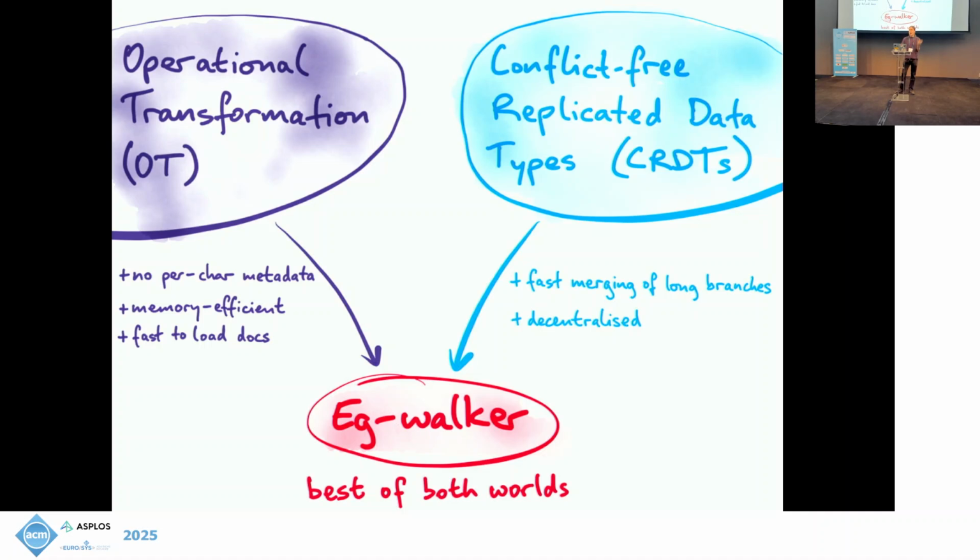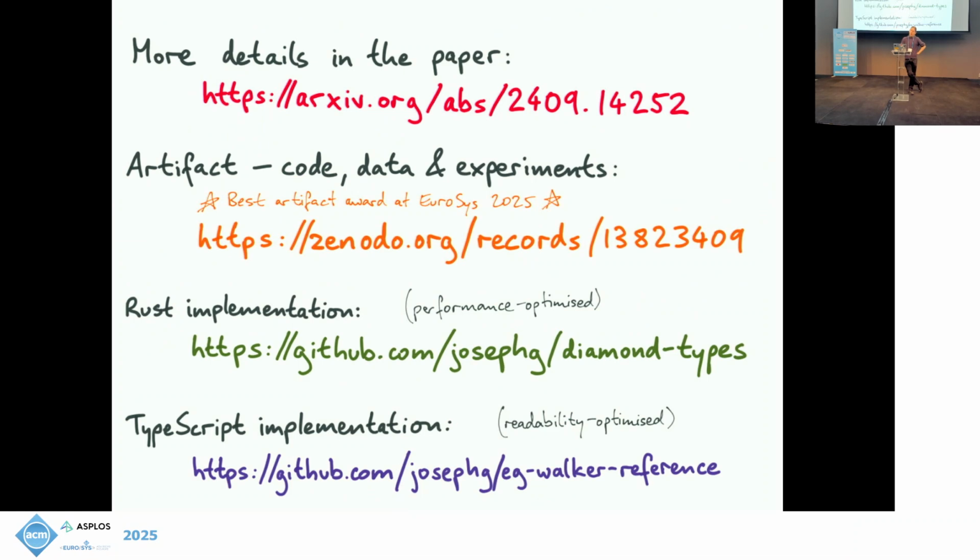Internally, Egg-Walker really has characteristics of both, so you can regard it as an OT algorithm or as a CRDT algorithm. It's really both. And so in some ways, we've also now just removed the distinction between these two families of algorithm, that you could now consider them both one. All of the details are in the paper. You can find the artifact that includes all of the code, all of the data and experiments.